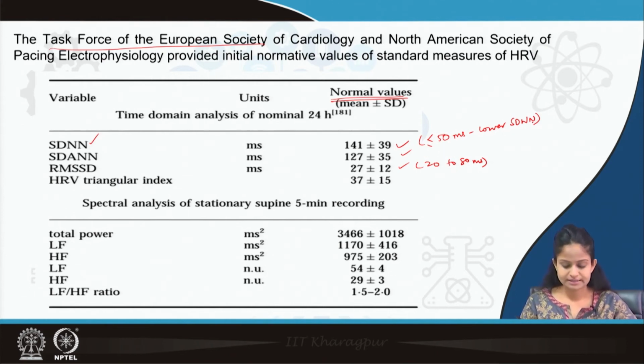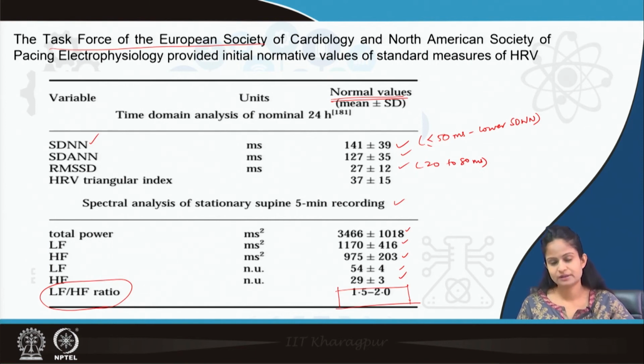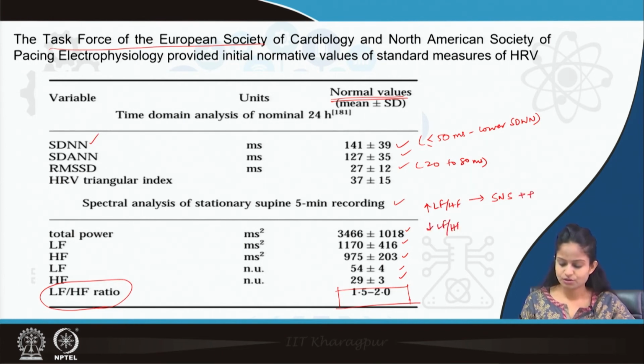Then we have the spectral analysis. In case of 5-minute recording, total power 3466 ms2, LF low frequency 1170 ms2, HF 975 ms2. Similarly, we have the normalized units of LF and HF, and finally the LF HF ratio. This I told you, the normal value should be below 2, and 1.5 to 2 is the normal range. An increase in LF HF ratio means sympathetically predominant and a decrease in LF HF ratio means parasympathetically predominant.